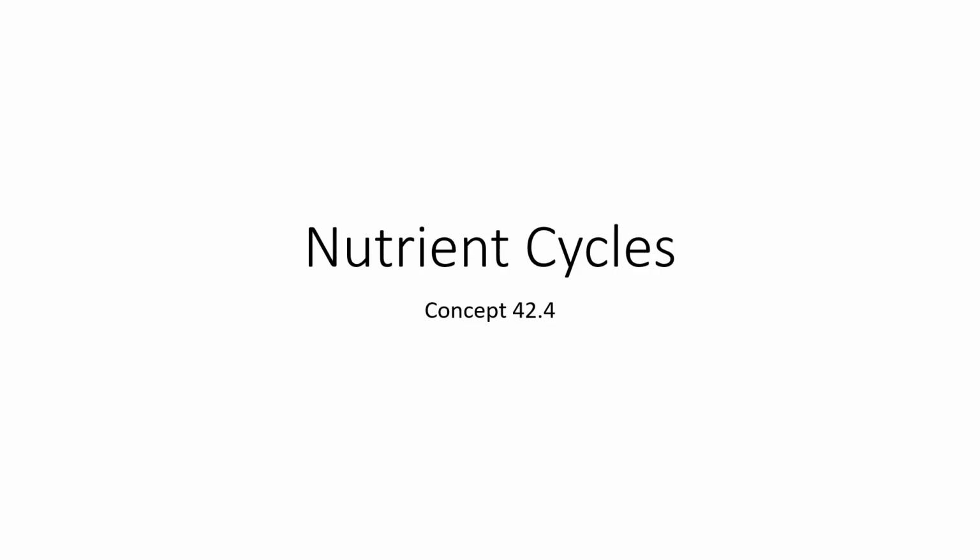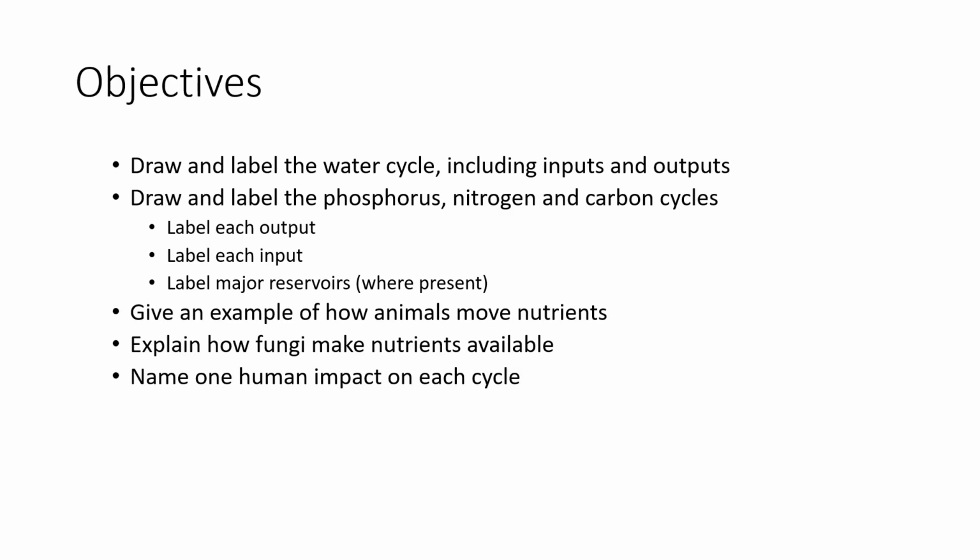The movement of water and nutrients in and out of ecosystems leads to what we call nutrient cycles. In this lecture, be able to draw and label the water cycle, including the inputs and outputs. Draw and label the phosphorus, nitrogen, and carbon cycles, labeling each output, input, and the major reservoirs. Give an example of how animals move nutrients within and between ecosystems.